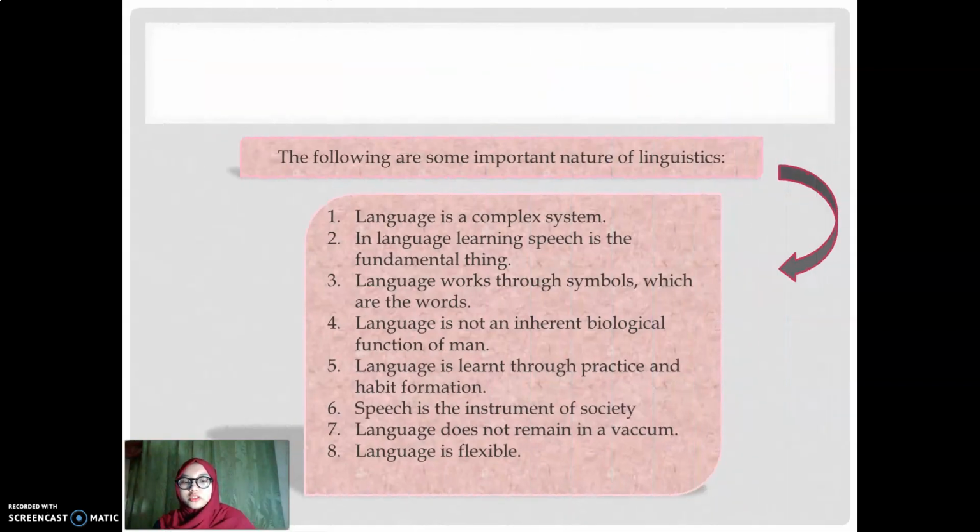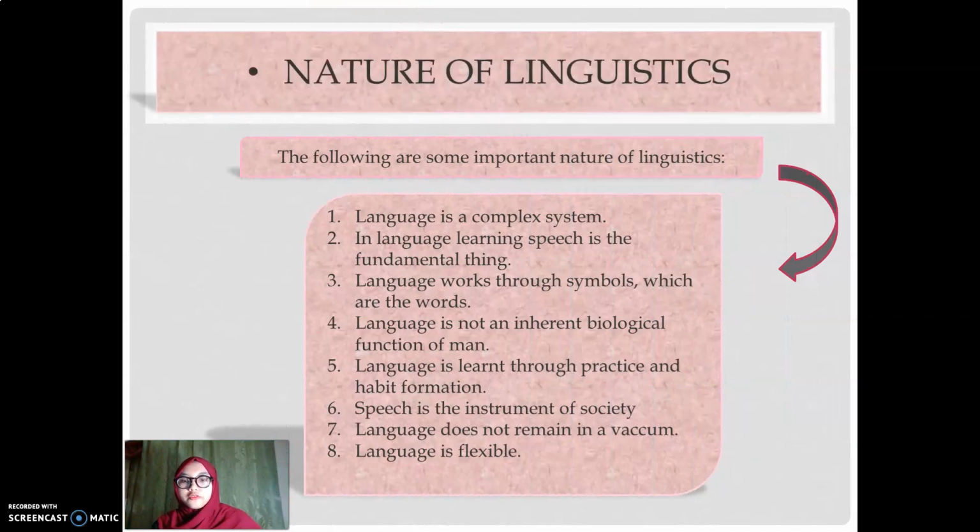So we move to another topic. It is the nature of linguistics. The following are some important natures of linguistics. 1. Language is a complex system. The language system functions because of word structure, sound, etc. These are the most important parts of a language. We cannot express ourselves with the help of only one of the elements of language.